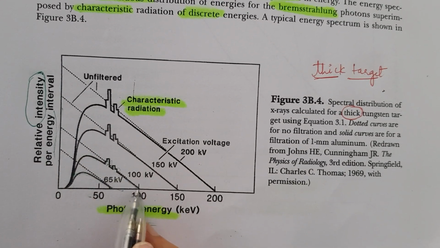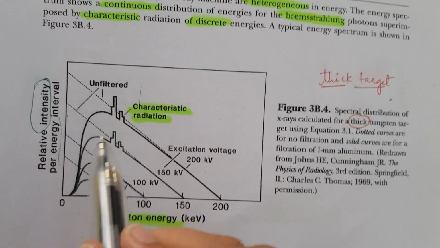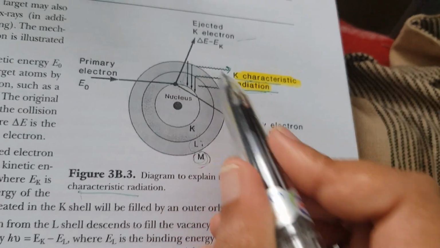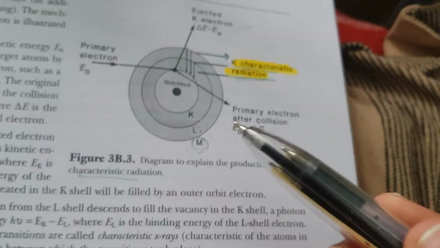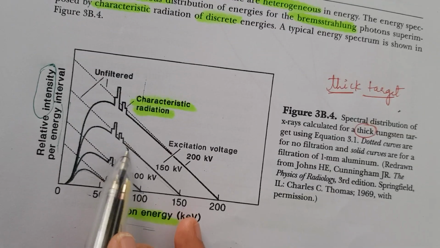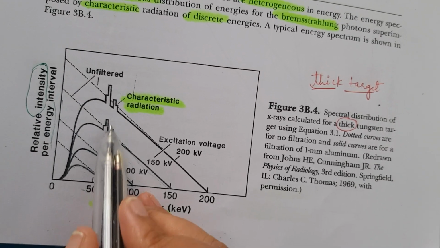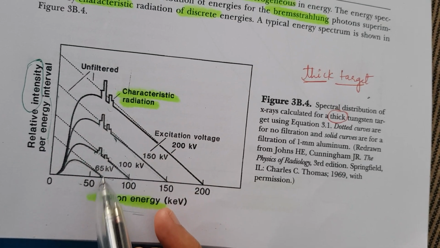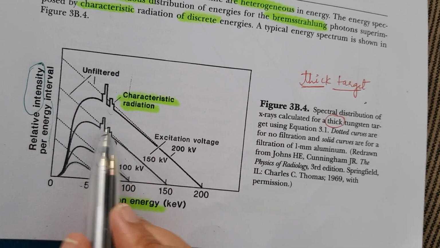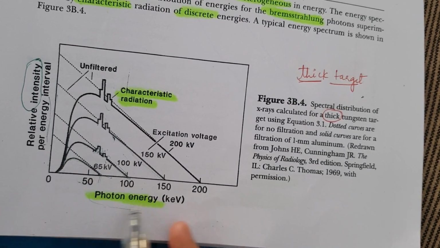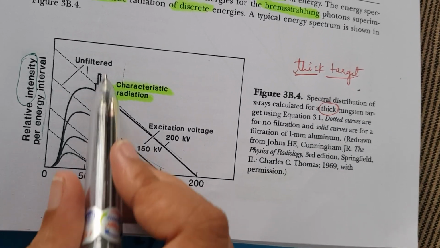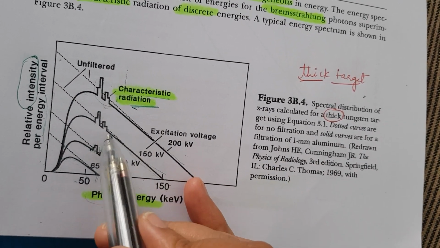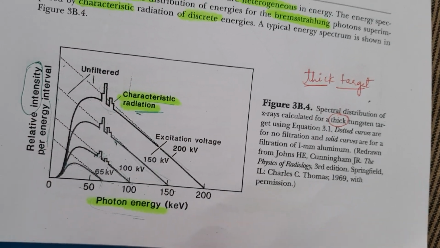They will have characteristic radiation: at some point the electrons will hit the inner shell electrons, right? At that time they will produce characteristic radiation. So most of these are Bremsstrahlung radiation, but in between we have characteristic radiation. As you increase the photon energy, they will have characteristic radiation at some points, and the intensity is higher for those particular photon energies. These are the Bremsstrahlung and these are the characteristic radiation. The dotted line is the unfiltered one, and the solid ones are the filtered ones with the help of aluminum. That's it.